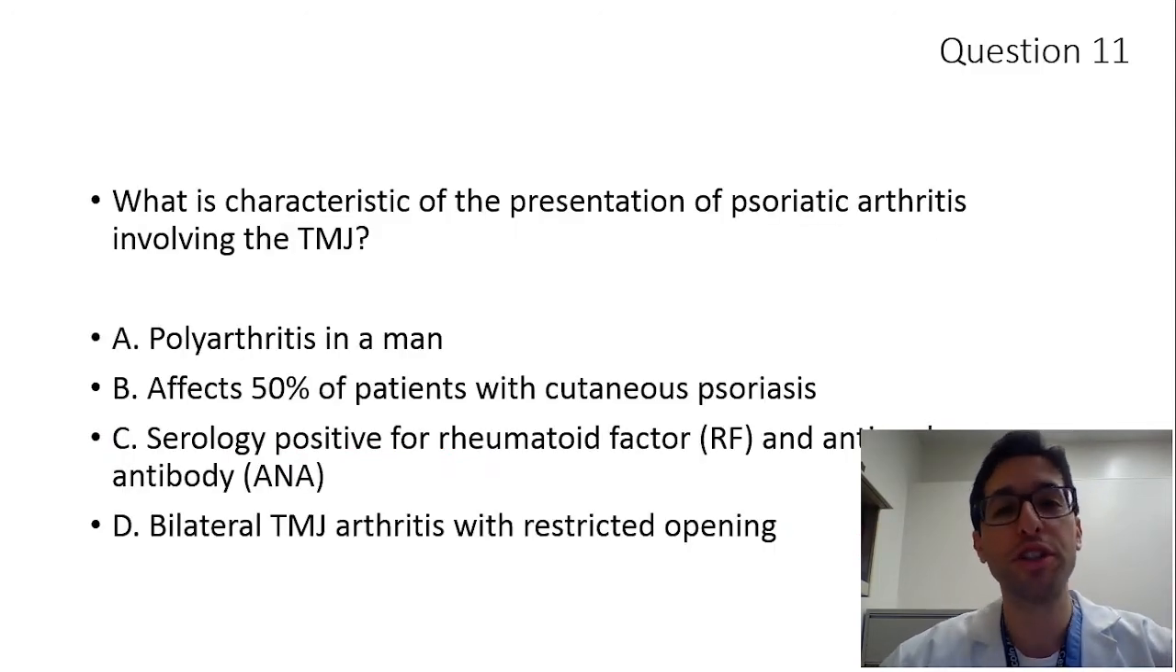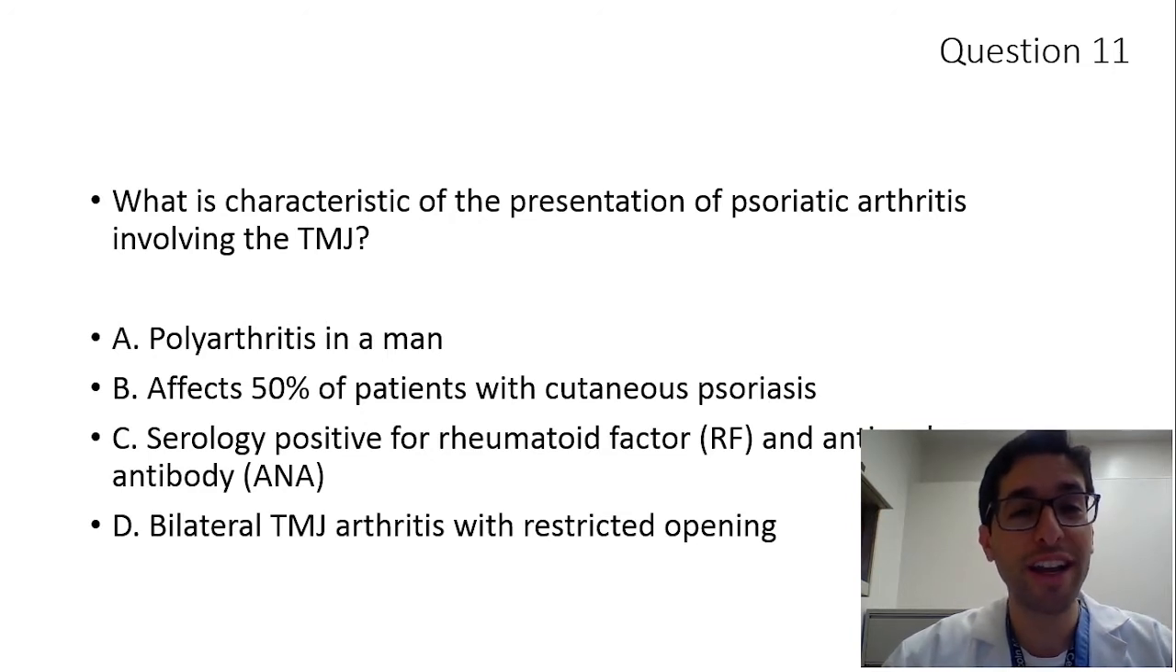And a follow-up on that question, just for repetition, which characteristic is representative of psoriatic arthritis? So A, polyarthritis in a man, that seems like it could be the right answer. Does it affect 50% of the patients with cutaneous psoriasis? Maybe that's a trick. They're trying to get you to go for that one because they're thinking you're going to fall for that. Oh, psoriasis, psoriatic arthritis. The truth is, it's less than 50%, a lot less. It's only 6%. Only 6% of patients have actual cutaneous psoriasis.